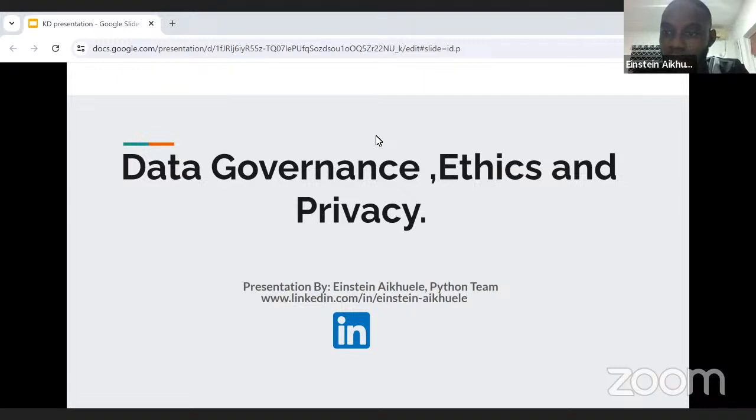Now, I believe this topic applies to everyone here because one way or the other, we have signed up by giving out our data. And I'm here to talk to you about how the companies or entities who get our data manage, process, and secure our data. I think it's a very important topic for us, and I'm hoping we'll get some more insights on data governance, ethics, and privacy.